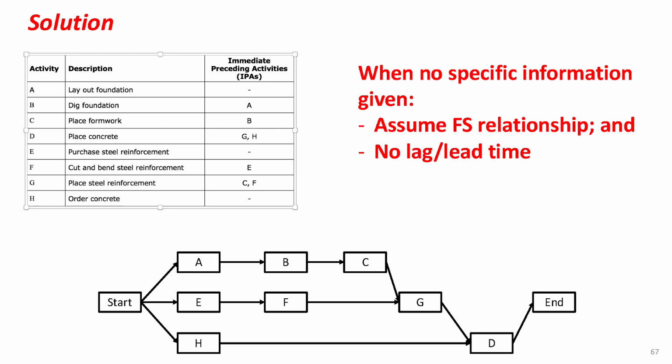To draw the finish milestone, we need to find the last activity in the network. Here, D is the final activity. Why? Because it has no successor. So the finish milestone must come right after D. We draw it and connect D to the finish milestone. Now the precedence diagram is complete.